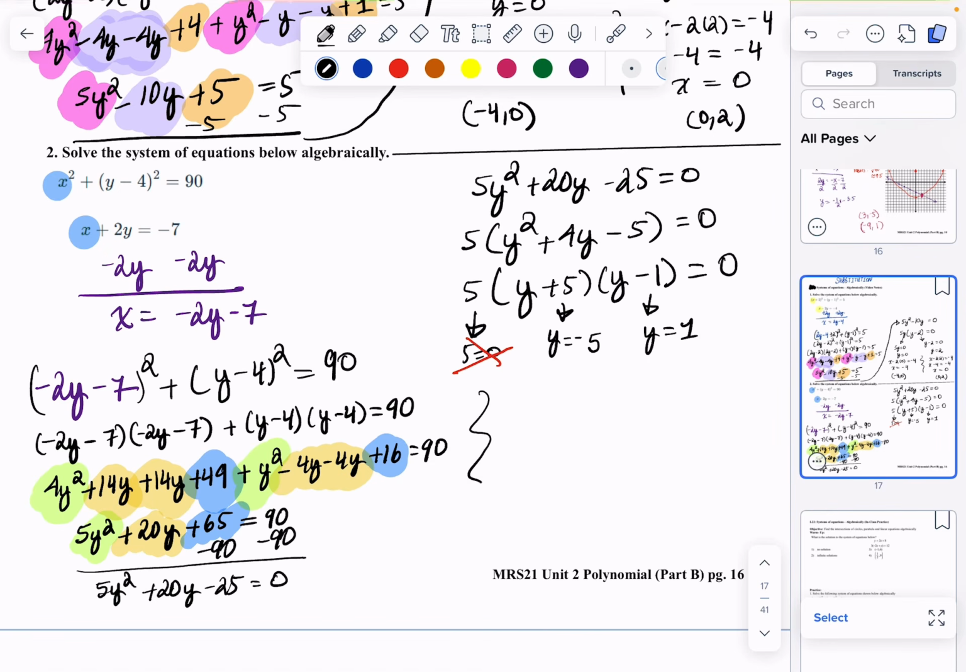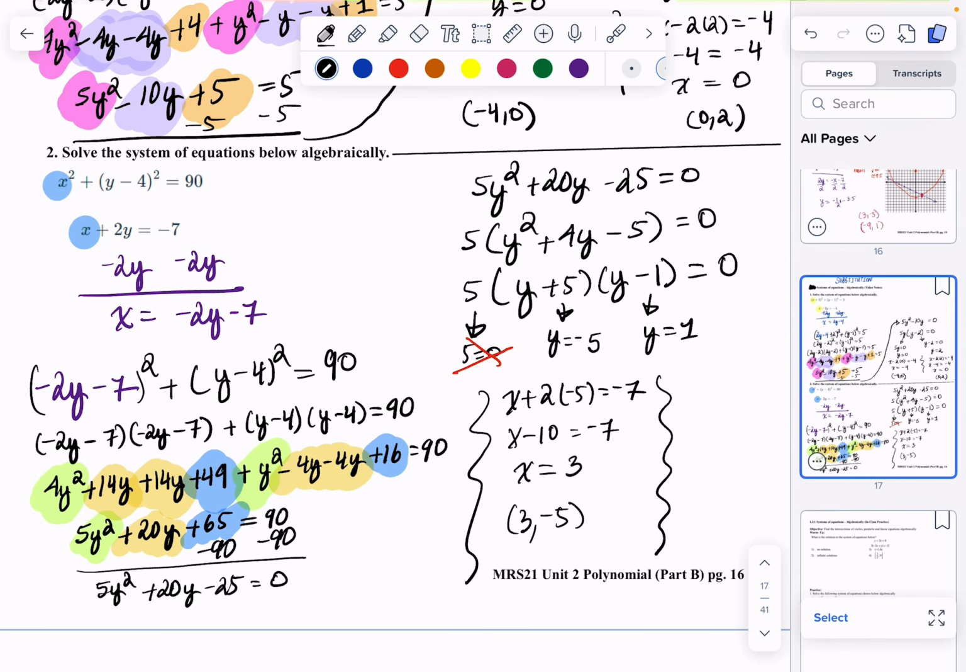So let's see. We have x plus 2 times negative 5 is equal to negative 7. x minus 10 is equal to negative 7. So x is equal to positive 3. So 3 comma negative 5 is one of our solutions. The other one we have is x plus 2 times 1 is equal to negative 7. So x plus 2 is equal to negative 7. That means x is equal to negative 9.